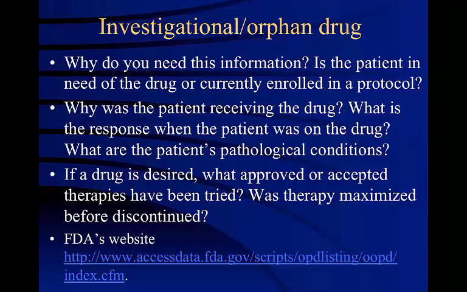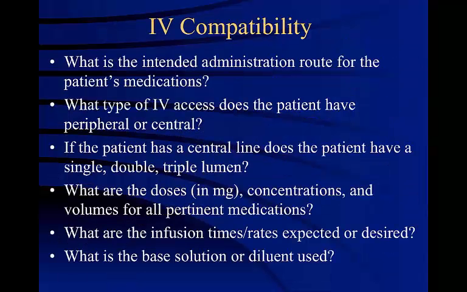So one of the best places to look for orphan and investigational drugs, besides all the drug databases which do contain this information, is directly from the FDA. And I have listed a hyperlink there for you.